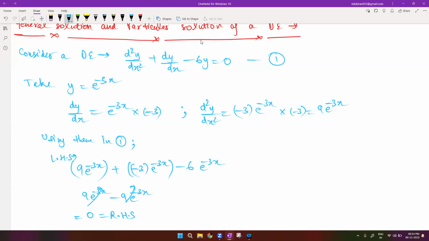It can be, I mean, 3x. It depends on the equation actually, but whatever is in the RHS, we are trying to equate the whole LHS to the RHS. So first of all, understand that this y equals e to the power minus 3x is a solution of the given differential equation. And how can we say that? Because if we take the required values and put that in LHS, then LHS is definitely equal to RHS, right? This is the first thing.